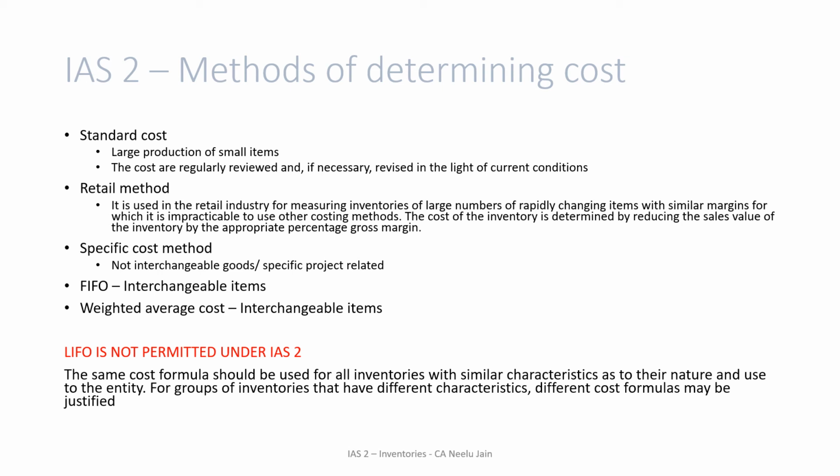IAS 2 further says that the same cost formula should be used for all inventories with similar characteristics as to their nature and use to the entity. For groups of inventories that have different characteristics, different cost formulas may be justified.